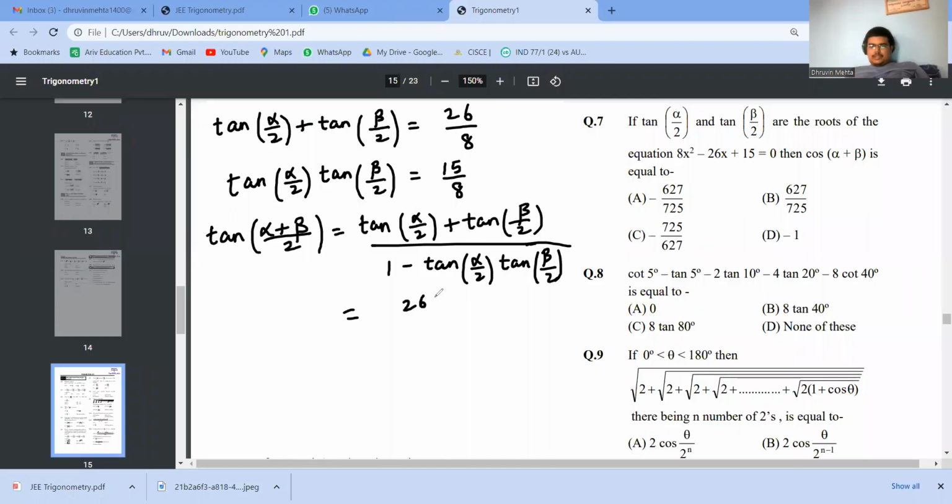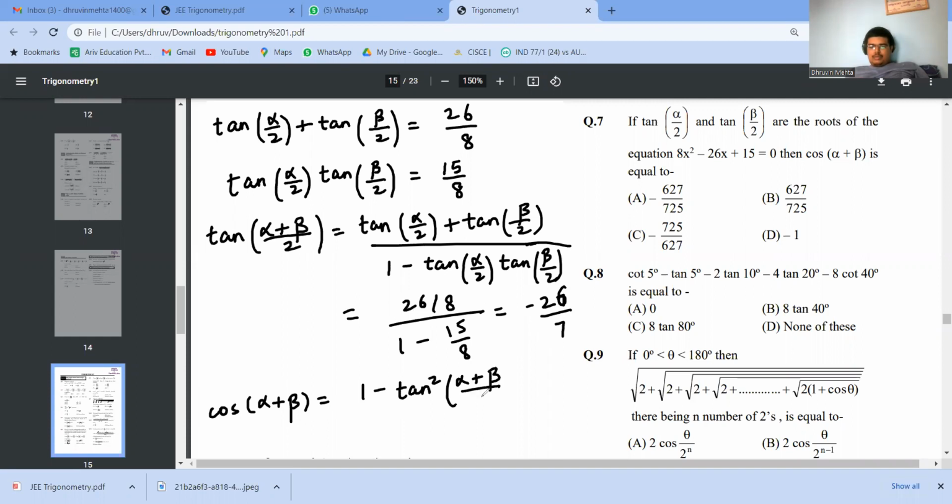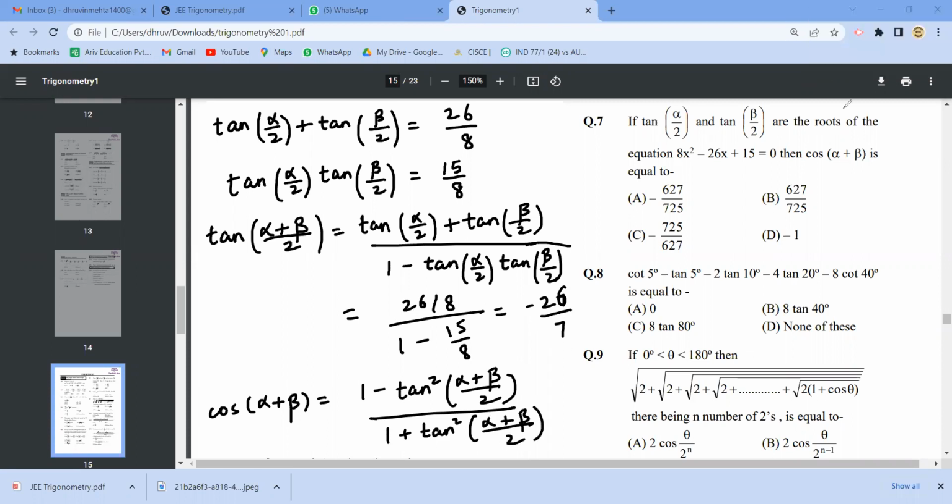So this will be minus 26 by 8 upon 1 minus 15 by 8. You'll get minus 26 by 7. And now we can use cos of alpha plus beta, the double angle formula, which is 1 minus tan square alpha plus beta by 2 upon 1 plus tan square alpha plus beta by 2. Complete this, guys. Tell me the final answer. So is it option A, minus 627 upon 743? Perfect. You'll get this option. Done.